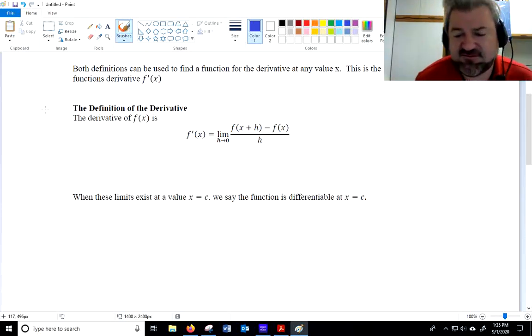When these limits exist at x equals c, we will say that the function is differentiable at x equals c. If the limit does not exist, or if the limit is undefined, we'll say that it is not differentiable.